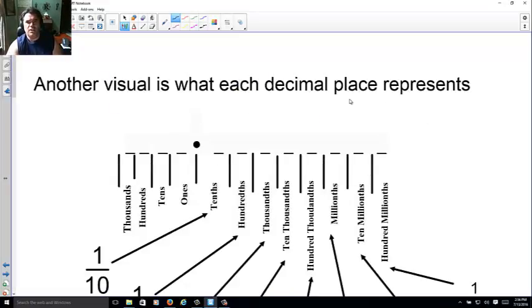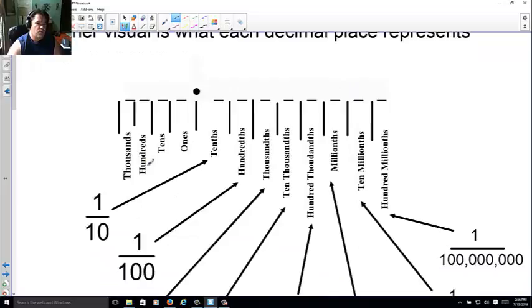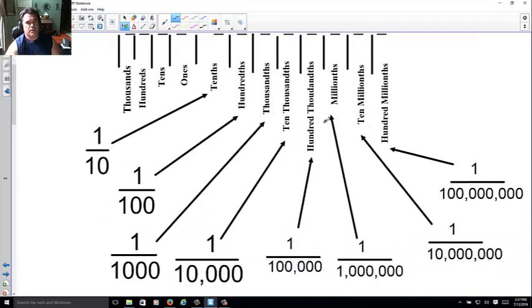Another visual is what each decimal place represents. So here we have hundreds, tens, and ones. Those are all in front of the whole number. So again, those are things that are whole numbers. We don't have to worry about parsing them out. But tenths, hundredths, thousandths, ten-thousandths, hundred-thousandths, millionths, ten-millionths, and hundred-millionths. Notice how the only difference is you're adding a 0 at the bottom of every one. The farther you go, the more you cut it up, the bigger the 0 on the bottom. Means smaller, smaller, smaller piece every time.